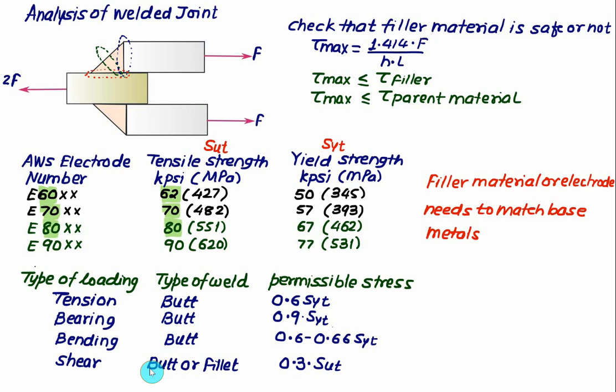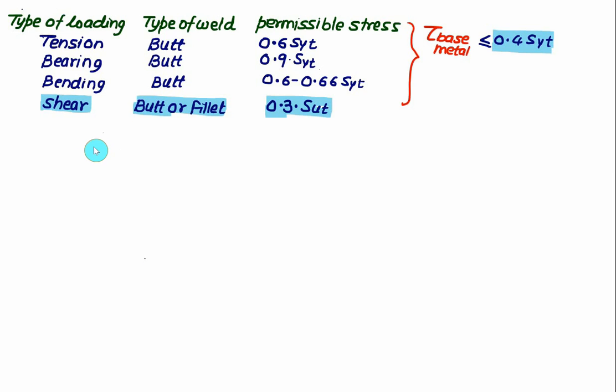Whether we have a butt weld or a fillet weld, the permissible value of the shear is 0.3 times SUT, not SYT. So the SUT value is this column. In addition to that, you have to check that the shear stress of the base metal must be less than or equal to 0.4 of SYT, that is 0.4 of the yield strength. So as far as shear is considered, and we have either butt or fillet, in that case the permissible stress will be 0.3 of SUT or 0.4 of SYT.